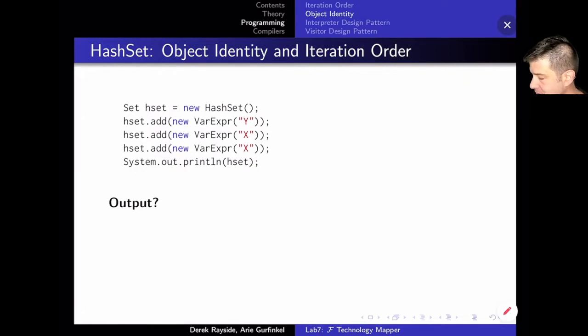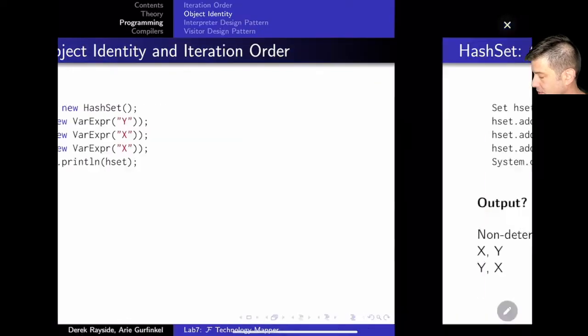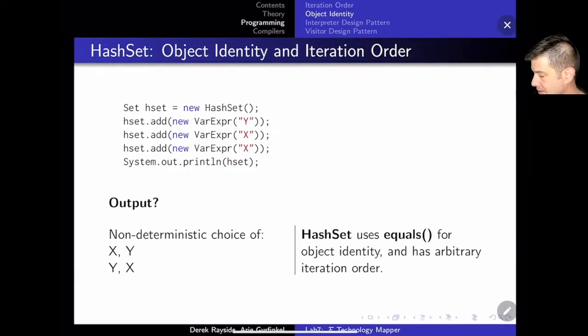To answer this question, this is just a hash set, right? We didn't say anything about what it means for elements to be equal, which means the equals method is going to be used. And so it depends on the equals method of the variable expression, based on the name. So we expect the output to have only 2 things. This is exactly what we should get, either xy or yx. Those are the 2 choices.